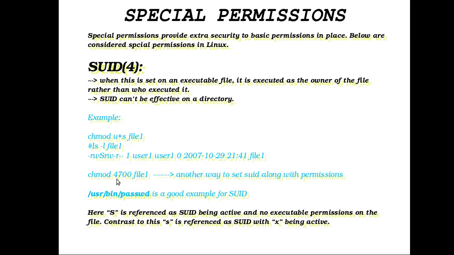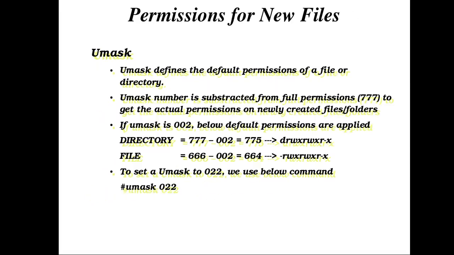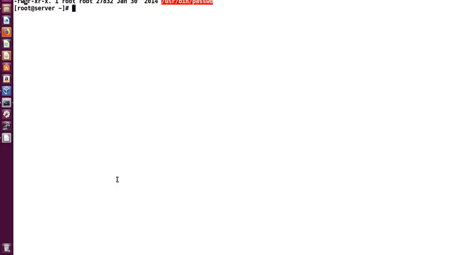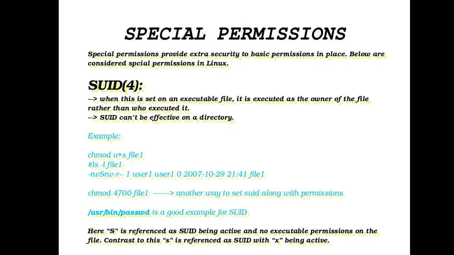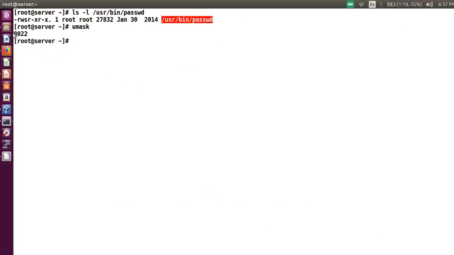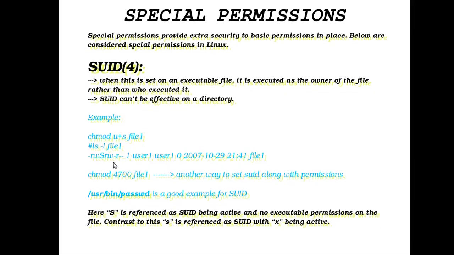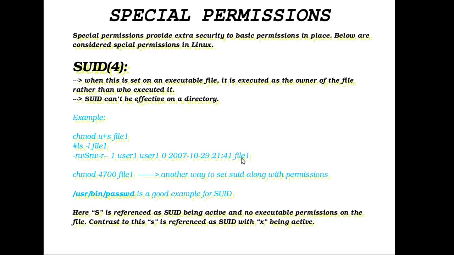So previously we have seen that the umask has 4 digits. If you look at the umask value, it has 4 digits. The last 3 digits are related to the base permissions which are being masked, and the first digit is related to the special permissions. Since there is a 0, it basically means that there are no special permissions set. So if we use 4 here, it represents SUID. Okay, and we have already seen that passwd is one of the good examples of SUID.